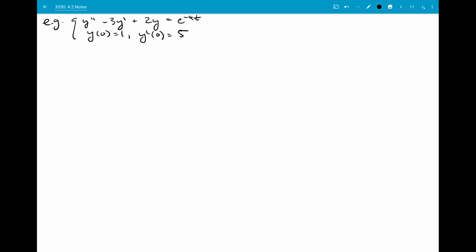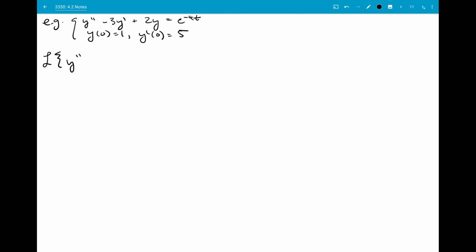Okay, so that's our initial value problem. y double prime minus 3y prime plus 2y equal to e to the minus 4t, with y of 0 equals 1 and y prime of 0 equal to 5. This problem you could have solved with methods from exam 2. It's a constant coefficient problem with a non-homogeneous part, but we're going to solve it with Laplace transforms. So what we're going to do is take the Laplace transform of both sides.